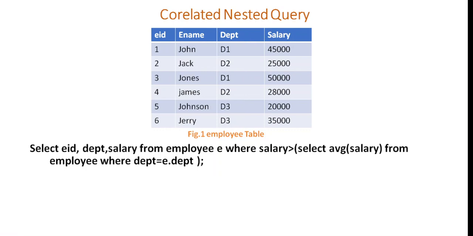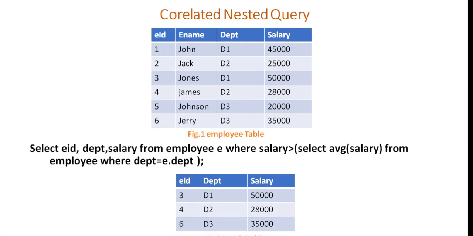Okay, here your correlated subquery is executing multiple times and it is using an attribute from the outer table, because here our outer table is employee E. We are calling our outer table the E table, and in the subquery we have written a condition like department is equal to E dot department. So we are using an attribute from the outer query, and it will give you this type of output, that is employee ID, department and salary.